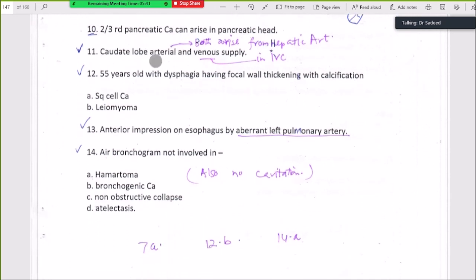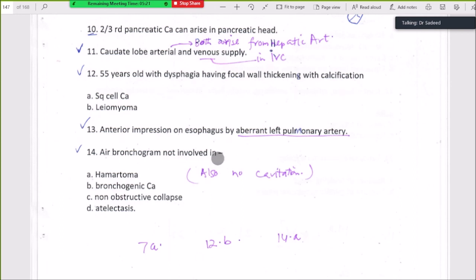11. Caudate lobe arterial and venous supply. The caudate lobe arterial supply arises from both right and left hepatic arteries, and the caudate lobe venous drainage is to the inferior vena cava. 12. A 55-year-old with dysphagia having focal wall thickening with calcification: leiomyoma. 13. Anterior compression on the esophagus is by an aberrant left pulmonary artery.